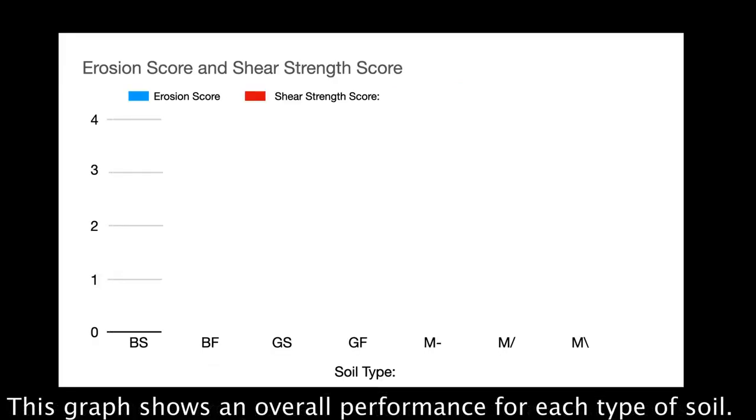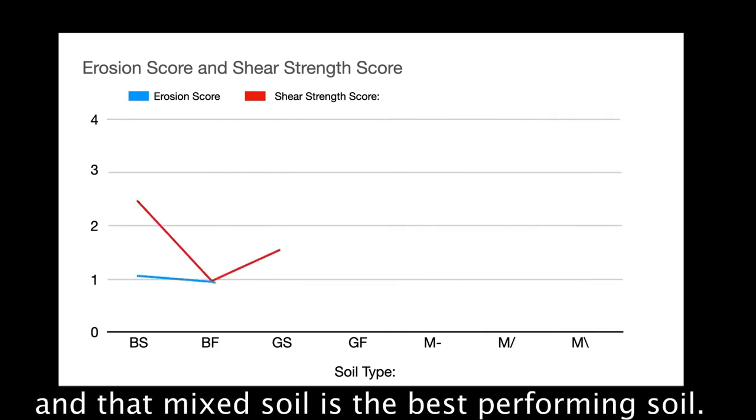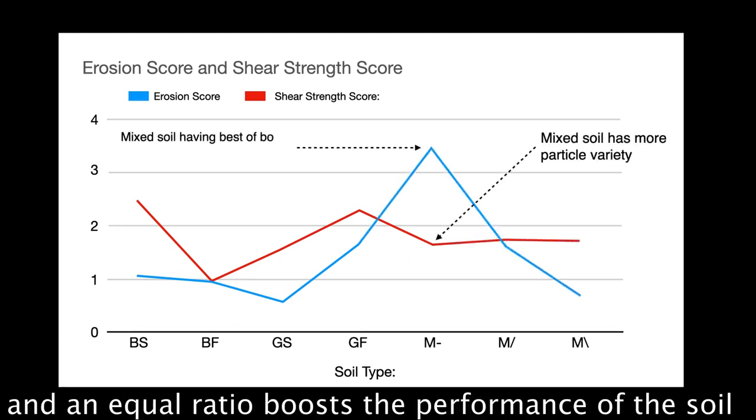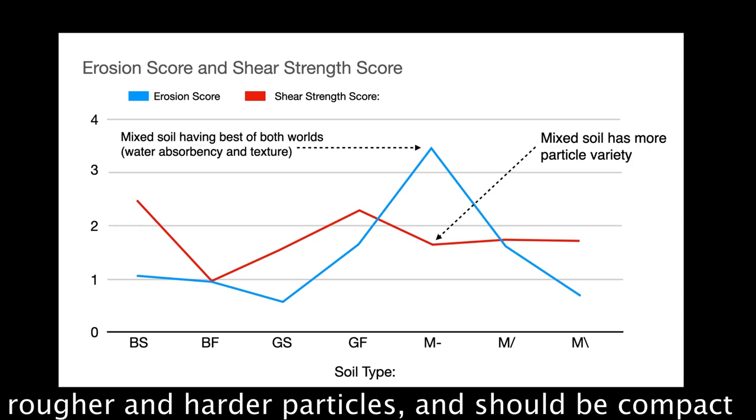This graph shows an overall performance of each type of soil. It shows that both experiments are not related to one another, and that mixed soil is the best performing soil. We concluded that water absorbency and particle size variety are related, and an equal ratio boosts the performance of the soil. Therefore, a perfect soil should have that property, rougher and harder particles, and should be compact.